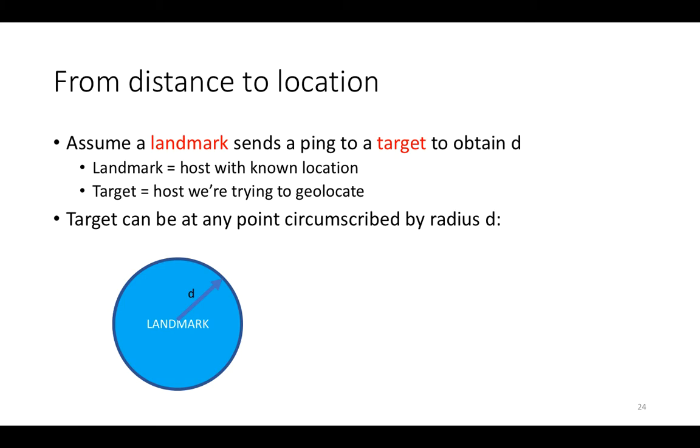If we have the landmark with known location, the target could be at any point on the circle circumscribed by radius d. Here on the left, I've shown a picture where from the landmark, the actual target could be anywhere on that blue circle. For instance, the landmark could be in exactly the opposite direction. How can we therefore figure out where the actual target resides?